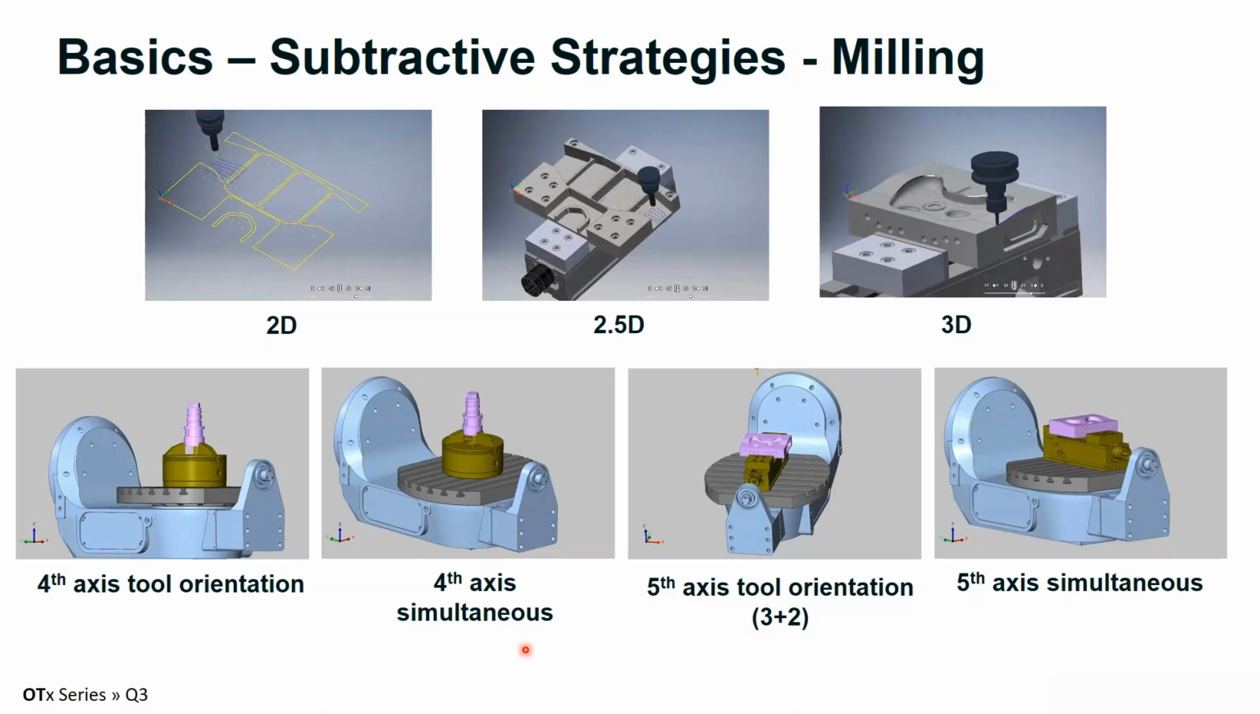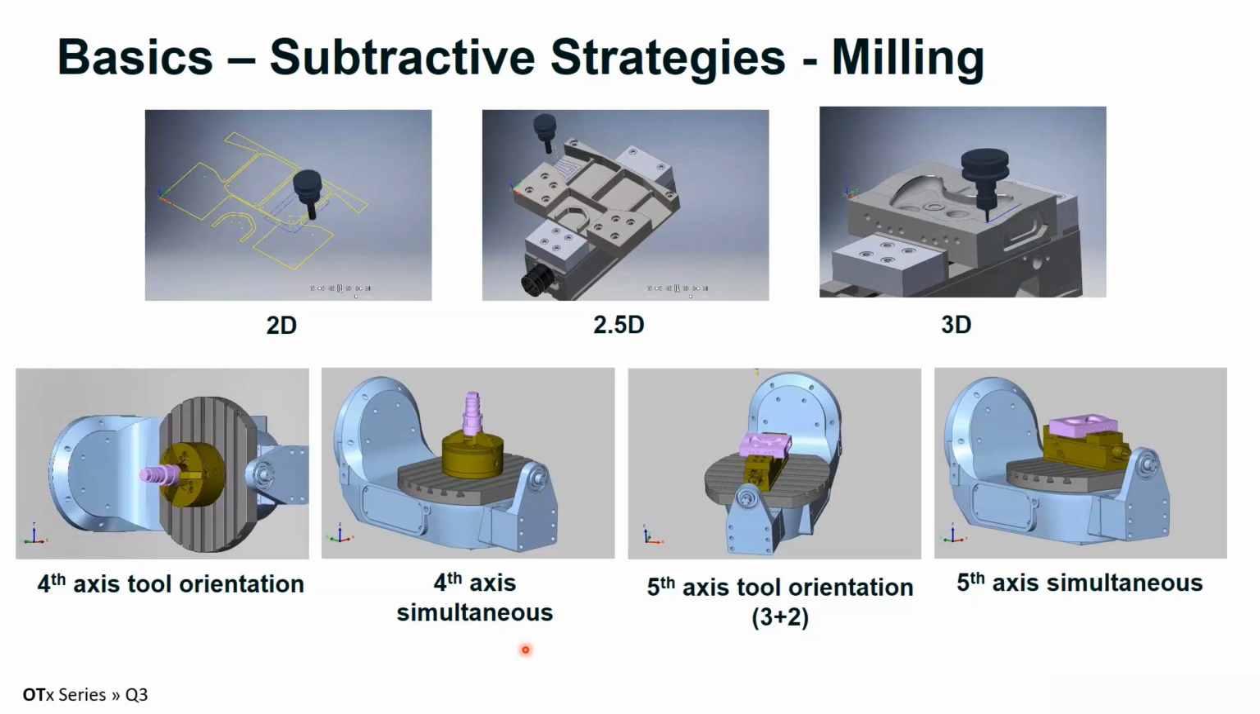If we talk about 3D machining, then we use 3 linear axes in the CNC machine, and that makes it possible to machine curved geometry. So that is the most common machining, I would say.